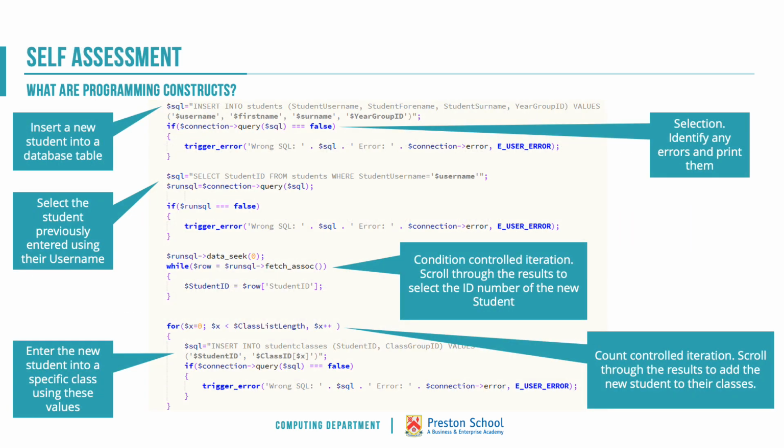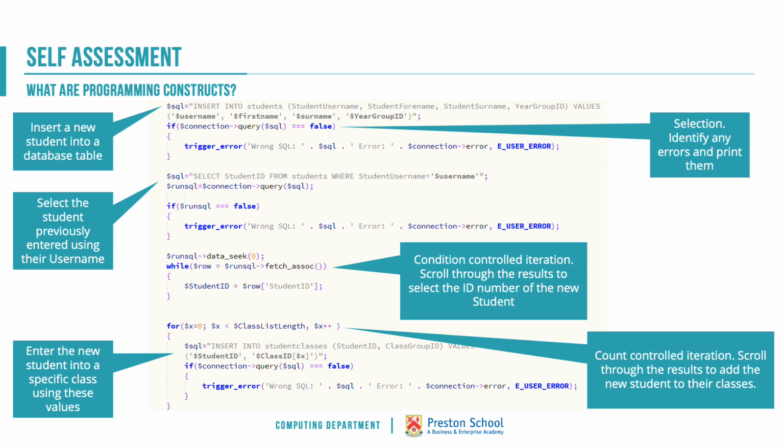So here's the gist. We're inserting a new student into a database table called students. You'll then notice an if statement. So line 3, we can definitely identify selection. If connection query equals equals equals false. So it's checking, is there an error? We're then getting a select, so we're going to go get some more students, and you can then see a while loop. So we're seeing there some condition controlled iteration. That's scrolling through all of the students in the student table and getting their student ID. So we can see in callouts 3 and 4 some condition controlled iteration.